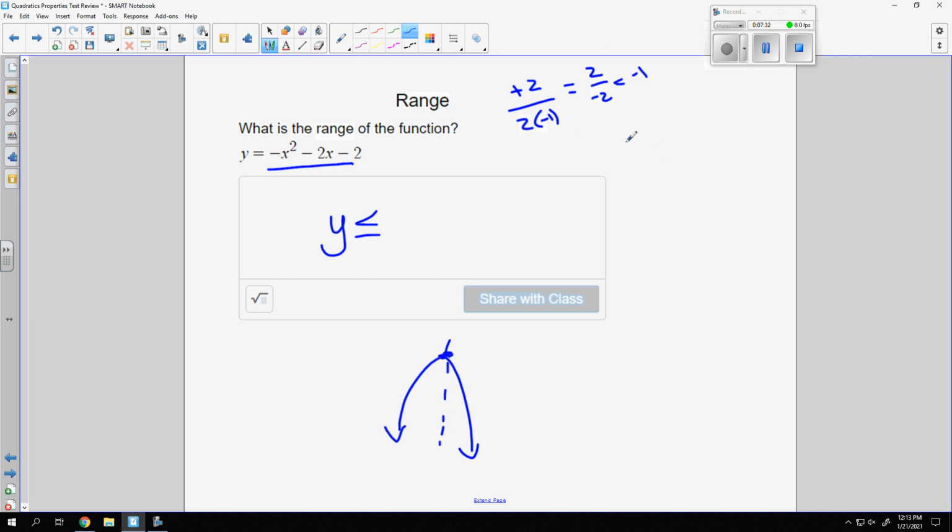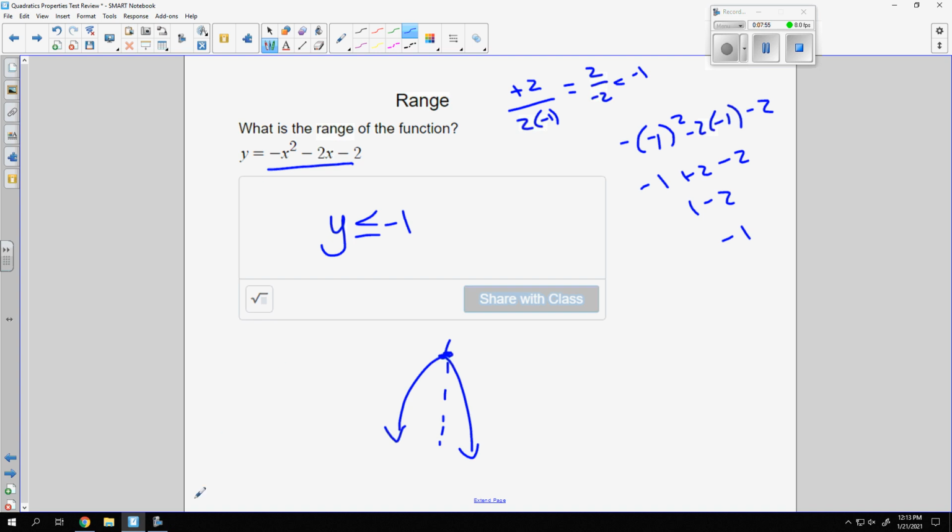I can plug that value in. And so 1 squared is 1. That's a -1 plus 2 minus 2. Should be 1 minus 2, which is -1. My range should be less than or equal to -1.